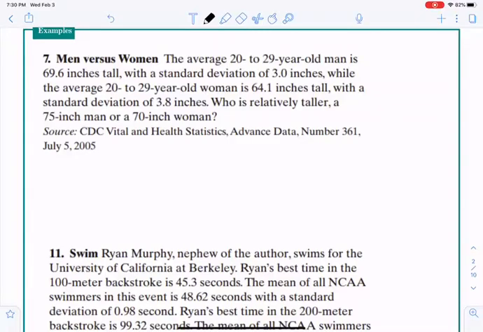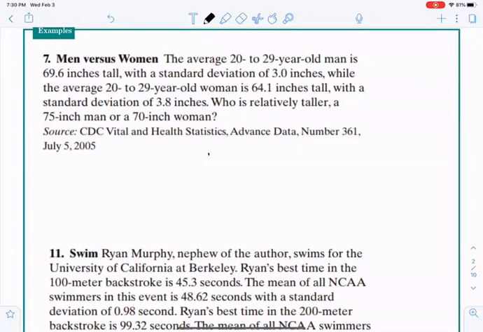So, men versus women. The average 20 to 29-year-old man is 69.6 inches tall with a standard deviation of 3 inches, while the average 20 to 29-year-old woman is 64 inches tall with a standard deviation of 3.8 inches. Who is relatively taller, a 75-inch man or a 70-inch woman?